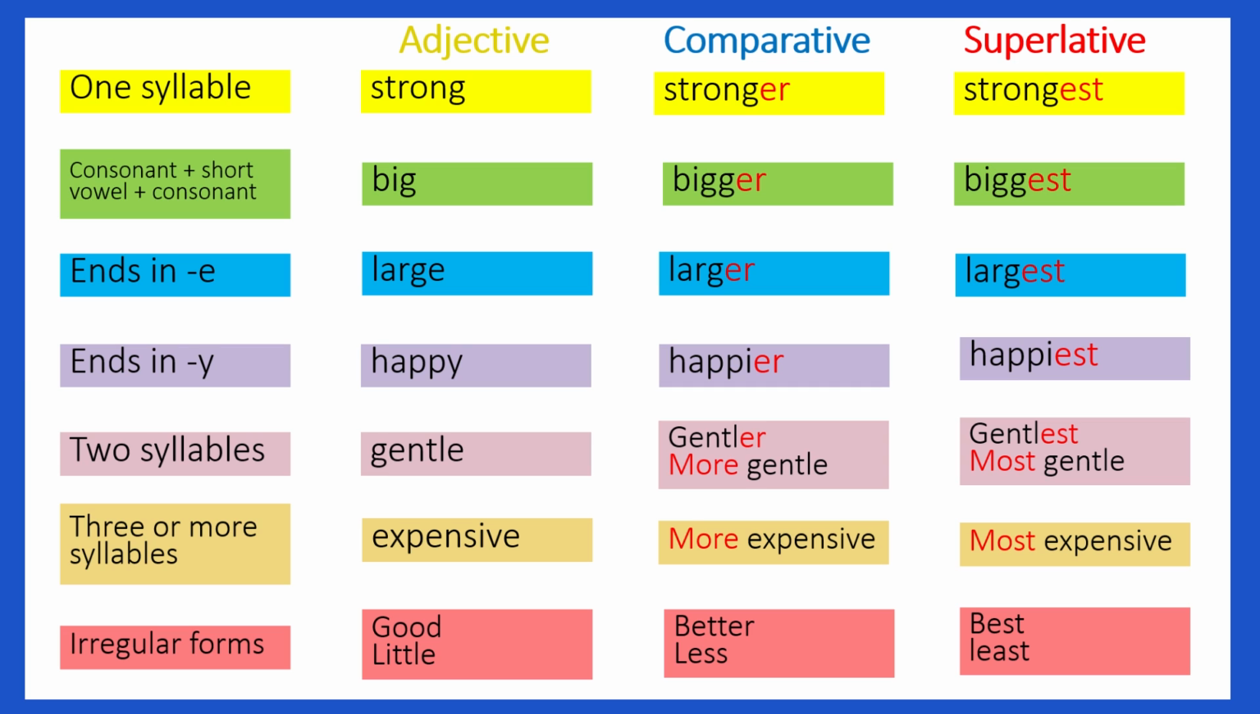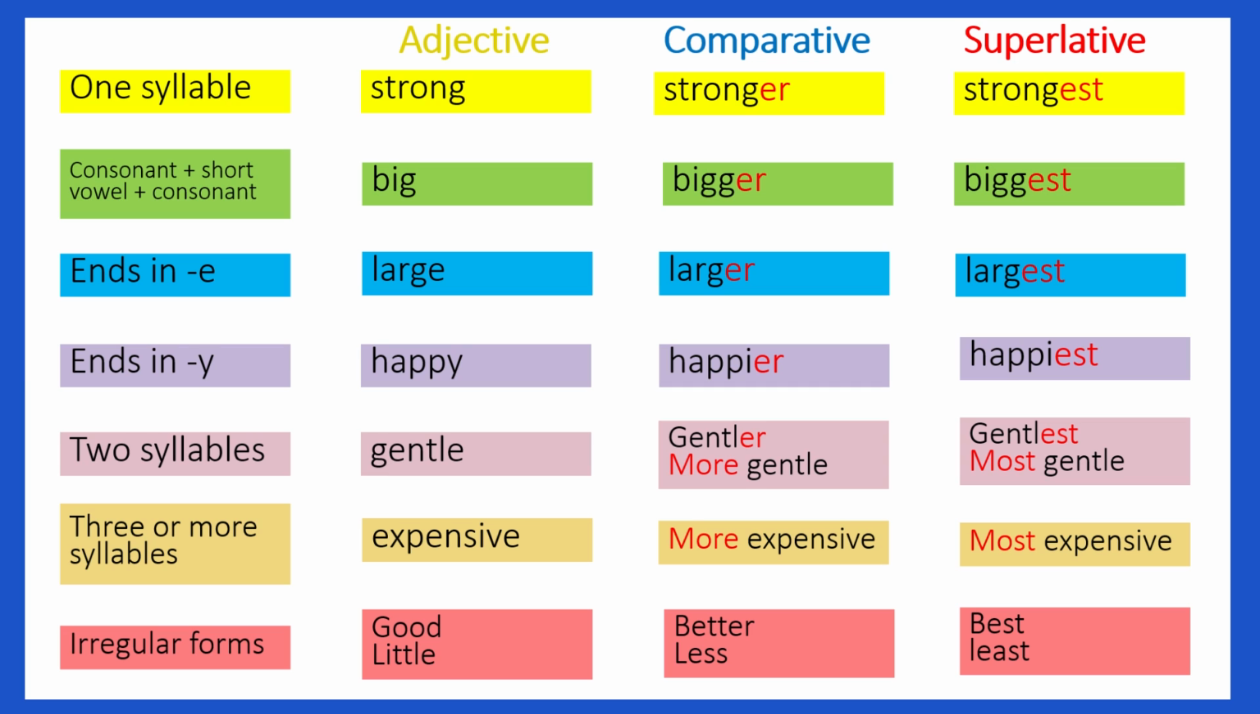Okay, for the sixth one, the adjective with three or more syllables. For adjectives with three or more syllables, we form the comparative by adding more before the adjective. For example, more expensive. Please refer to the word expensive here. More expensive. A common mistake is to add er, expensiver, which is grammatically incorrect.